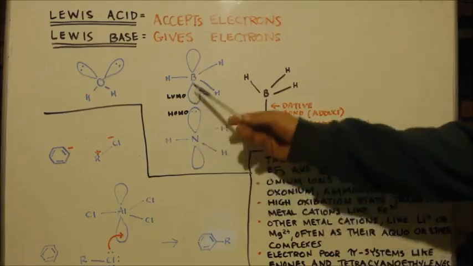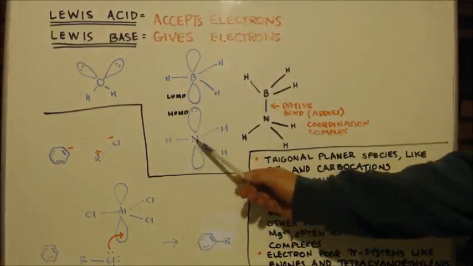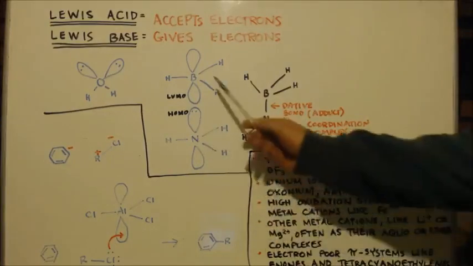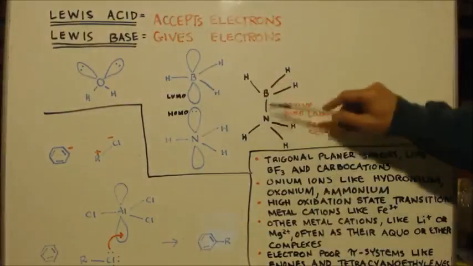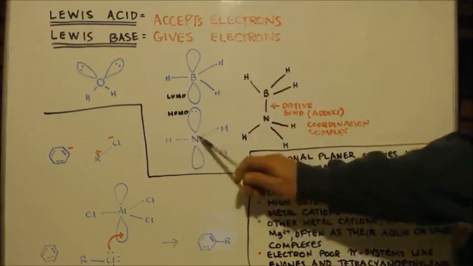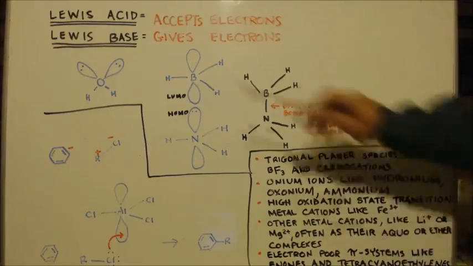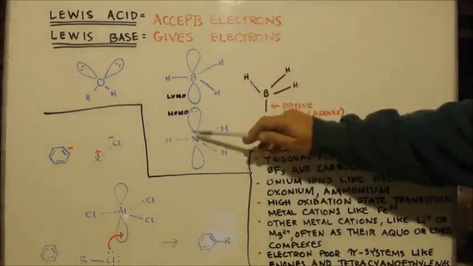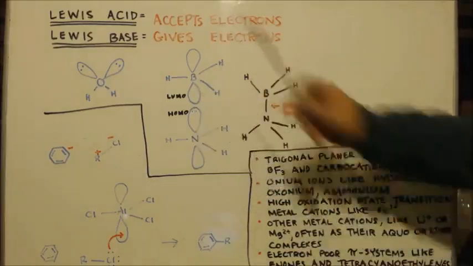And when one entity gives 2 electrons to form the bond, because you notice in these bonds, the nitrogen gives 1 and the hydrogen gives 1. The boron gives 1, the hydrogen gives 1. Oxygen gives 1, the hydrogen gives 1. But in this bond right here, both electrons are coming from the nitrogen. So it's considered a dative bond, an adduct, a coordination complex. This is your acid. This is your base. This accepts these electrons. This gives these electrons away.